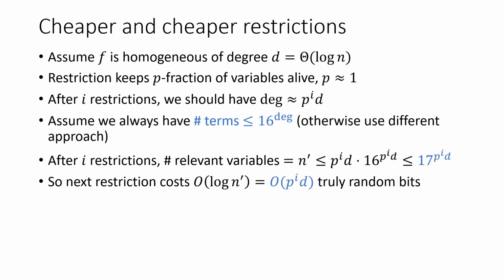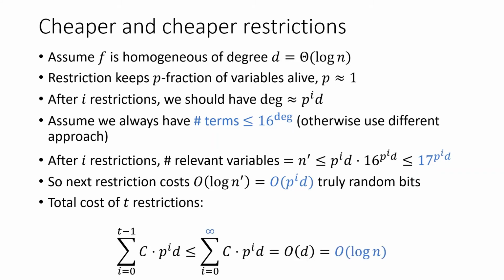Now let's sum up the costs. If we do t restrictions, then the sum of all these costs is this decreasing geometric series. It converges to O of log n. So we can iteratively apply our pseudorandom restrictions as many times as we want, because no matter how many times we do it, the total cost is bounded by O of log n truly random bits. That's within our budget.